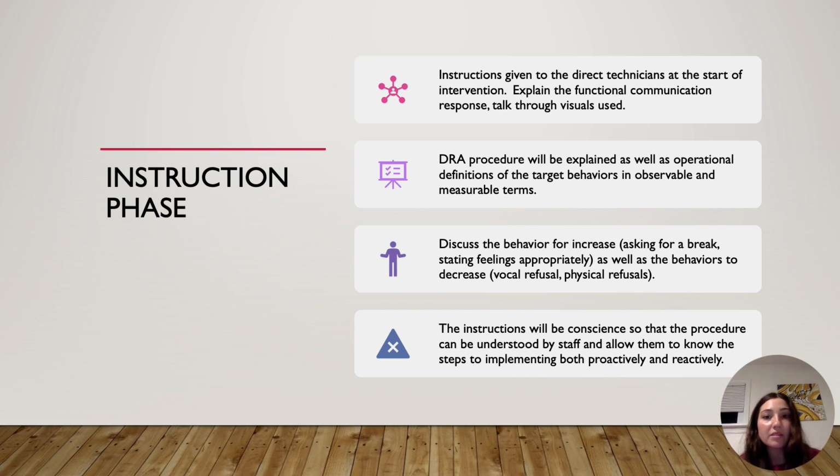It might look like something written down that states if vocal refusal or physical refusal occur, then immediately prompt by asking, "How do you feel?" Use a visual prompt immediately and wait for a response. If a response is given within 3 seconds, move on to delivering praise for identifying and prompt the choice of the coping tool they want to use.